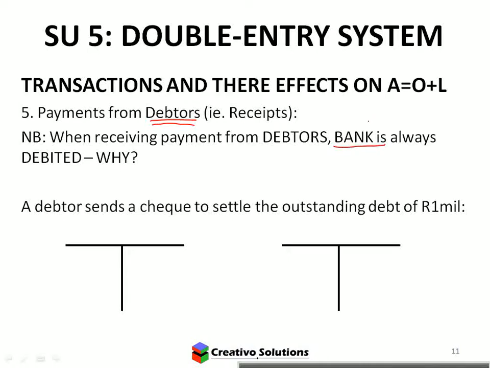We need to study this. Bank is debited, but let's understand why. So highlight the keywords in this example, and then write in the correct amounts in the correct T accounts. So the word debtor would have stood out and the word 1 million would have stood out.